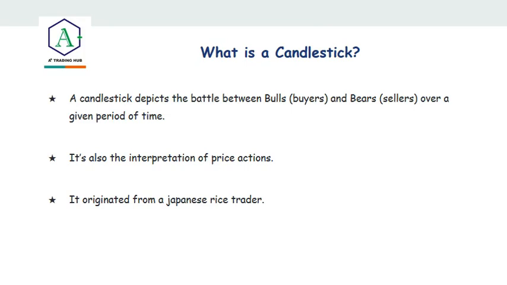So a candlestick interprets what happens at a given period of time. It's also an interpretation of price action. It originated from a Japanese rice trader, so that is why you hear people say Japanese candlesticks. But I just prefer to call it the candlestick. It's simple that way. No need to complicate matters. I don't believe in making things too bulky. I want to keep it simple and straight to the point for you.